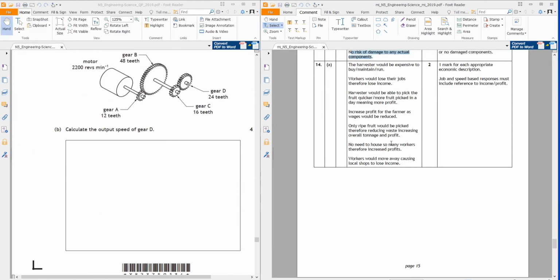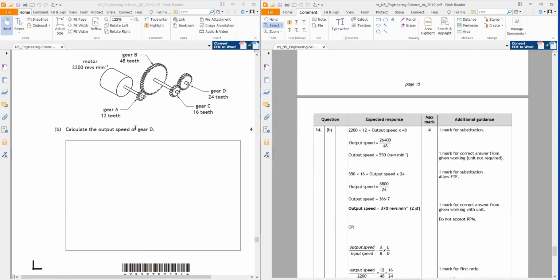Okay, calculate the speed of gear D. Right, so there's the input speed. That speed times that size must equal the speed of this one times that size. So 2,200 times 12 equals 48 times the output speed. There's the first line there. Rearrange that and you get an output speed of 550 revs per minute. So that one's doing 550 revs per minute. This one's on the same shaft, so it's doing 550 as well.